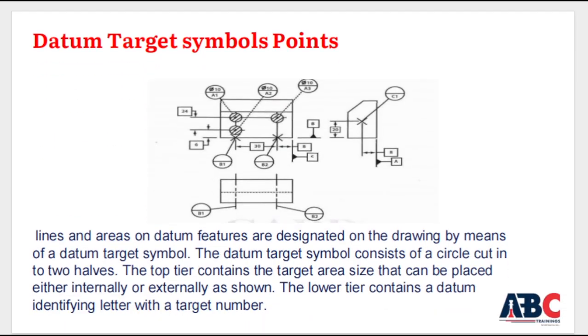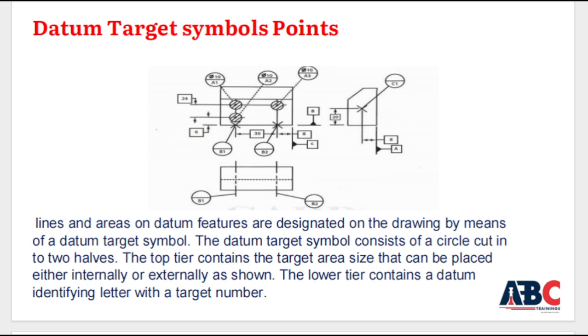Datum target symbol. Points, lines and areas on datum features are designated on the drawing by means of a datum target symbol. The datum target symbol consists of a circle cut into half. The top tier contains the target area size that can be placed either internally or externally as shown. The lower tier contains a datum identifying letter with a target number.